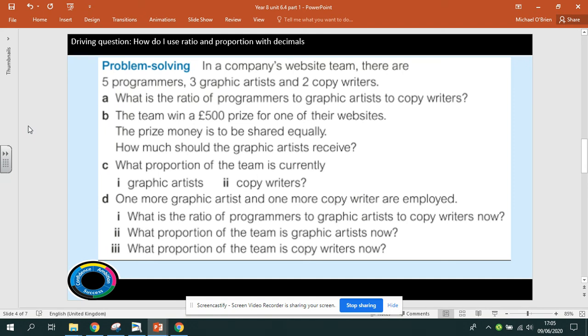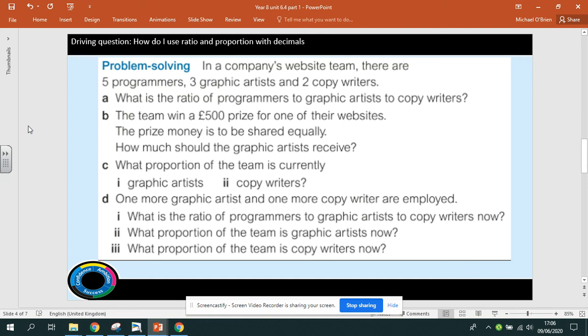So how much money will be split between the graphic artists? What proportion of the team, so we're now looking at something a little bit different, are graphic artists, and what proportion are copywriters? 1 more graphic artist and 1 more copywriter are employed. What is the ratio of programmers to graphic artists to copywriters now? What proportion of the team is graphic artists now? What proportion of the team is copywriters now?